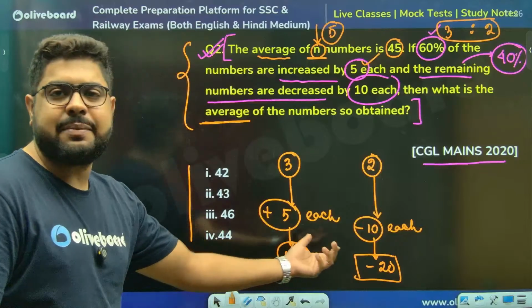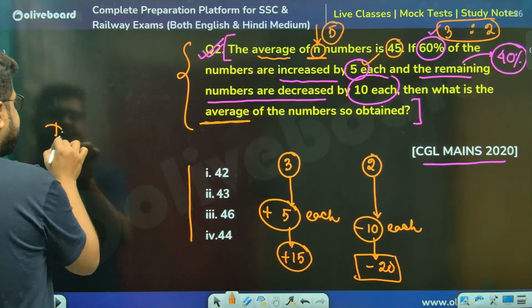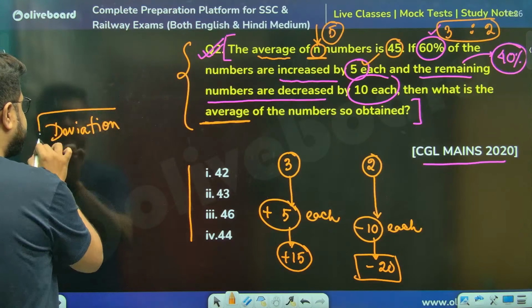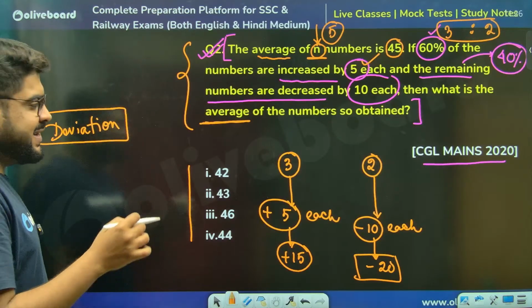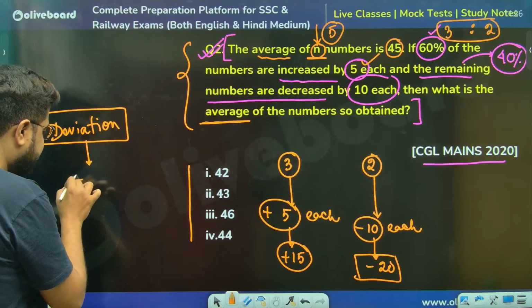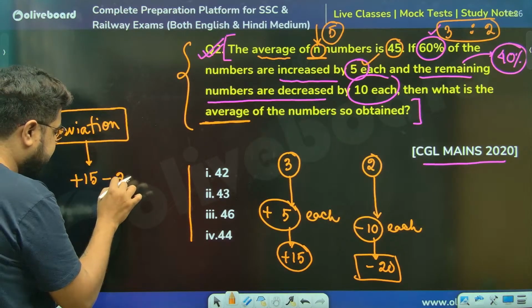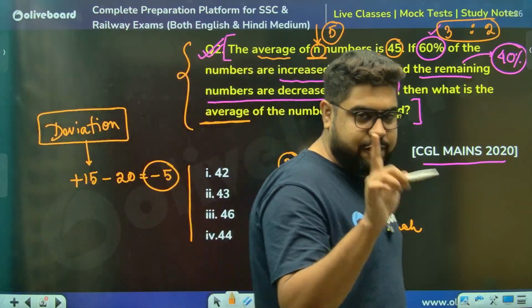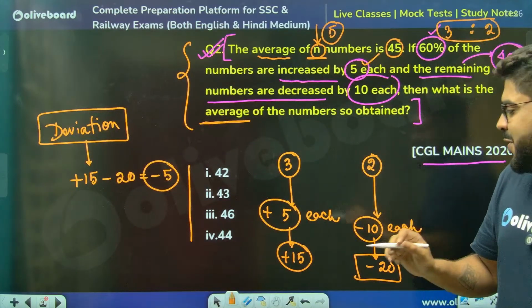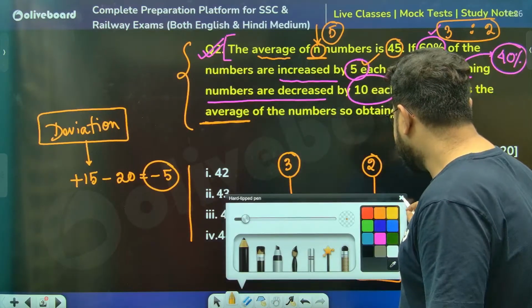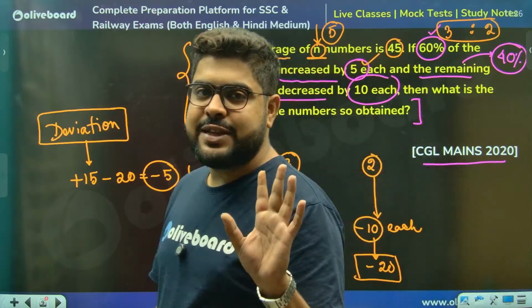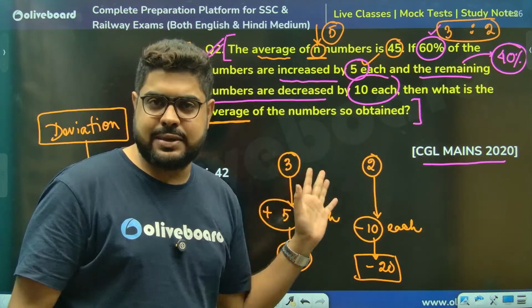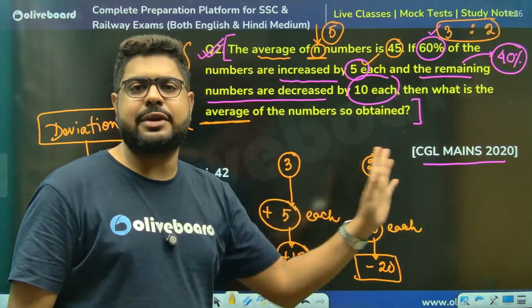So plus 15 and minus 20. Can anyone tell me the total deviation? How much is the deviation from the average? Plus 15 increment, minus 20 decrement, so the deviation is minus 5. And I told you, what will be the change in average? Whatever the deviation is, you distribute it among the numbers.